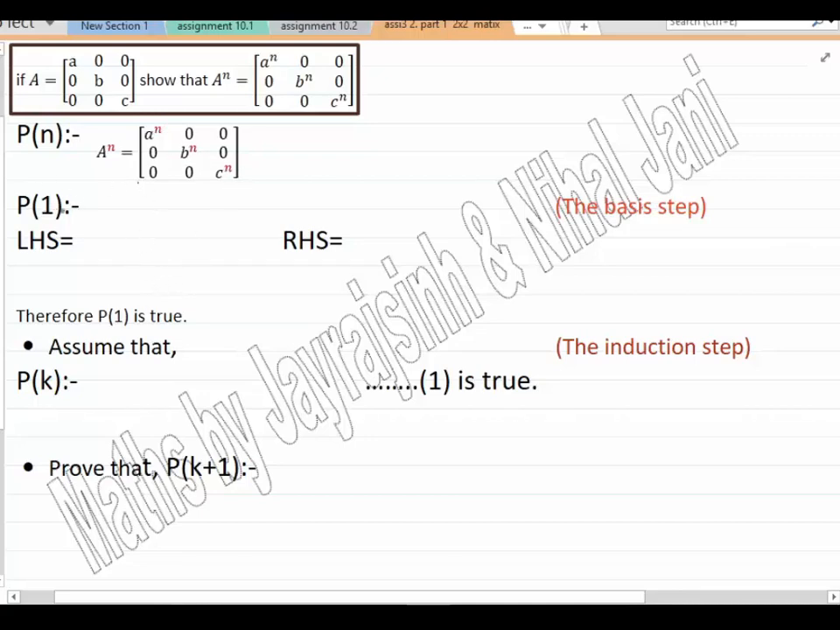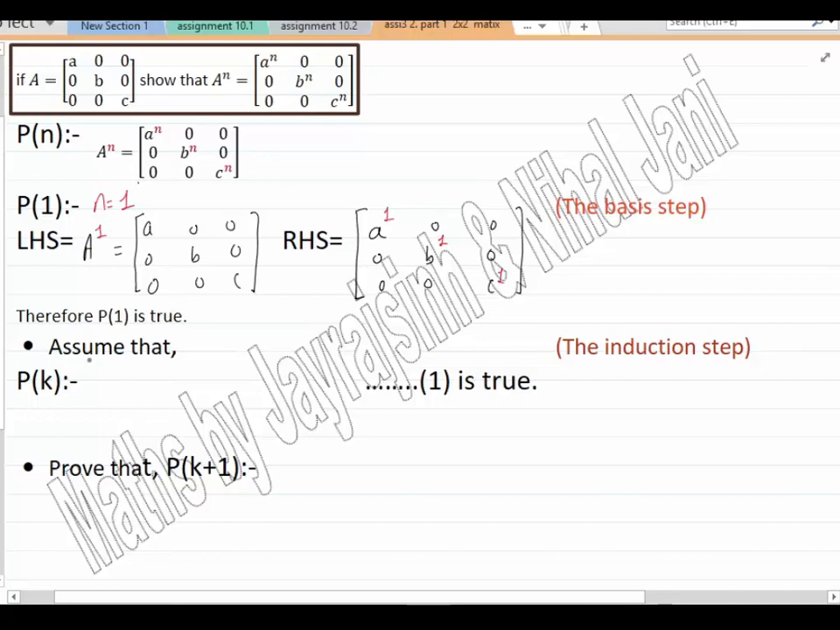Okay, now let's do the first step. We check P of 1, in which we have to put n is equal to 1. Left hand side will be A raised to n, or we can say A raised to 1, and we already know the value of A. It is A, 0, 0, 0, B, 0, and 0, 0, C, right? Okay, now it's time for the right hand side. In the right hand side we have a matrix in which we have a raised to n, or we can say 1. The rest of the terms will be 0. Then b raised to n, or we can say 1. And in the last row we have c raised to n, or we can say c raised to 1. So here our left hand side is equal to right hand side, therefore P of 1 is true.